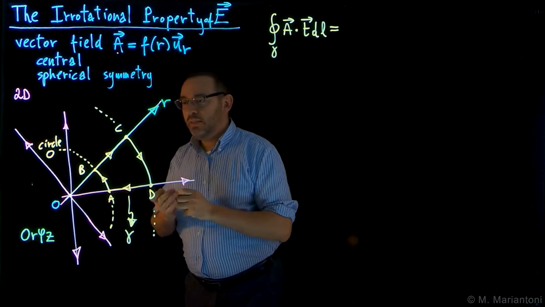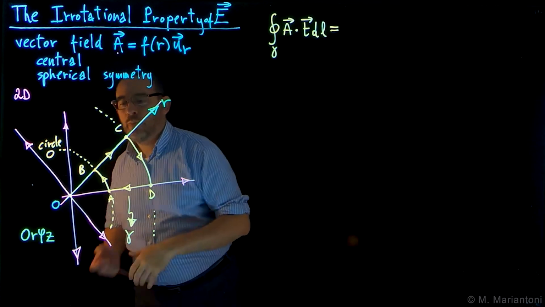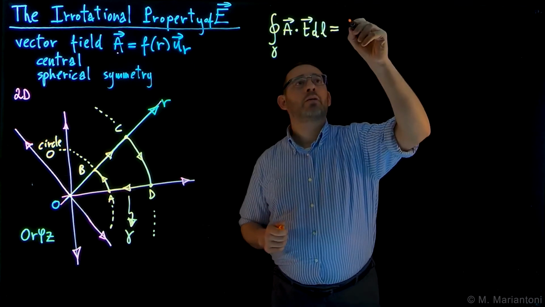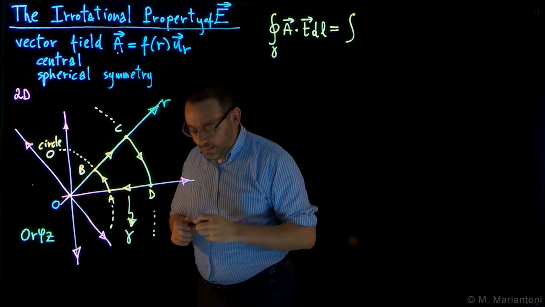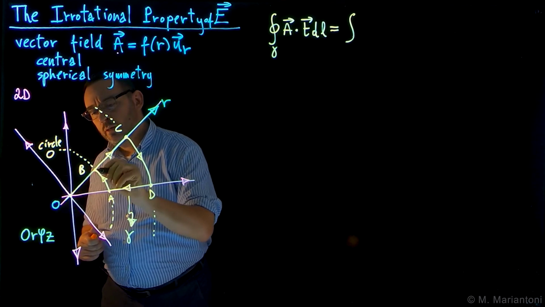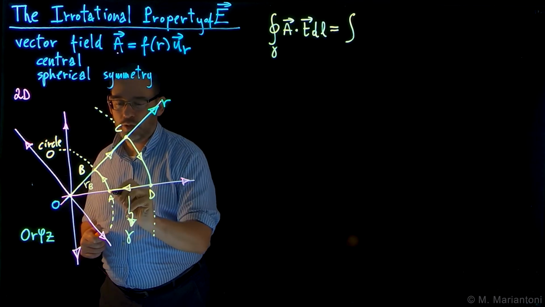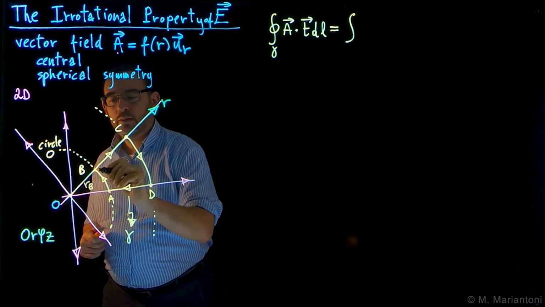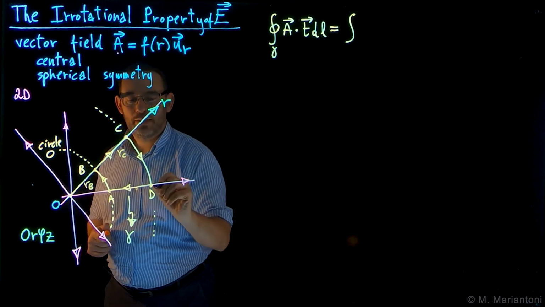Okay, this integral can be split into 4 integrals, from A to B, from B to C, from C to D, and from D to A. And so let's look at them one by one. So we're going to have the integral from A to B. Okay, let's give a few definitions here. So this distance is RB, which is the same as RA, and this distance is RC, which is the same as RD.